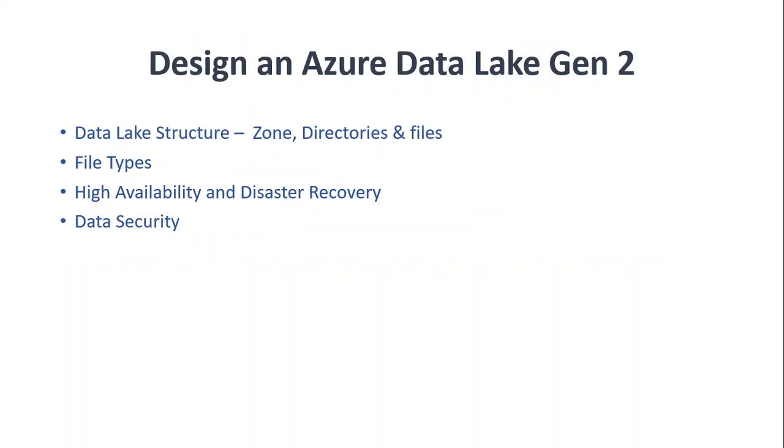So when we are designing a data lake, there are various considerations that need to be accounted for, such as data lake structure, which means how we want to organize the data, file types, file formats, and also we need to think about the high availability and disaster recovery scenarios too. And the last piece is the data security. Data security is how we're going to govern our data lake data. This section I won't be covering in this video. It will be covered in the security section of this video series.